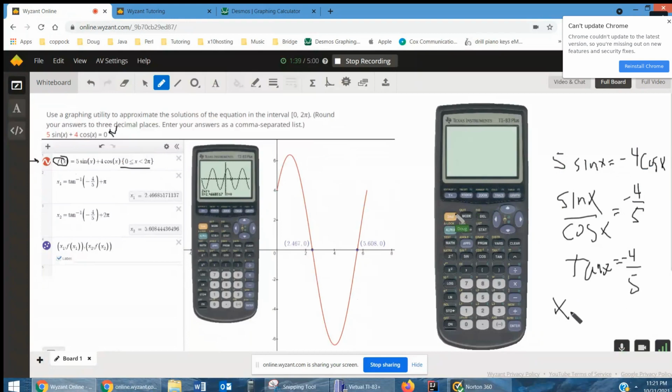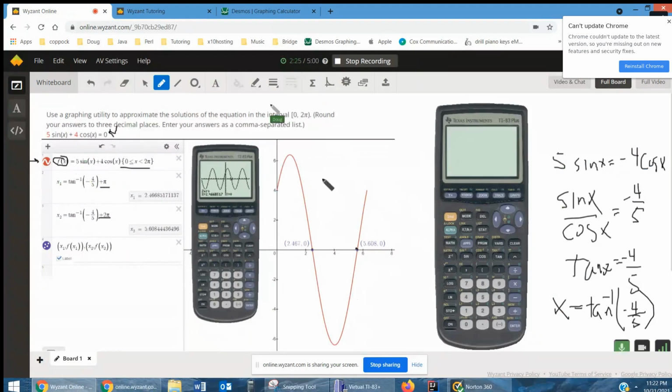So x equals the inverse tangent, the angle that has a tangent of -4/5. Of course your calculator will give you an angle that's in the fourth quadrant in the negative direction, which is not what you want. That's why I added this pi here to get us back into the first quadrant, and then we add another 2 pi to get us to this angle right here. Okay.